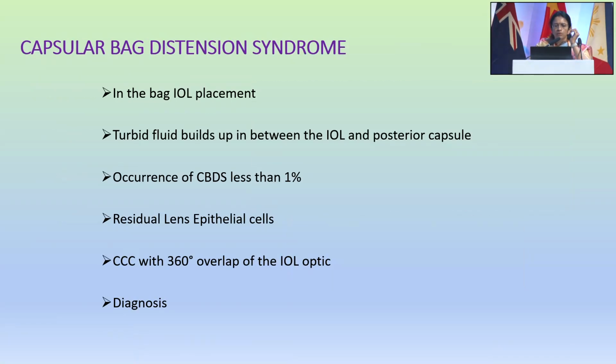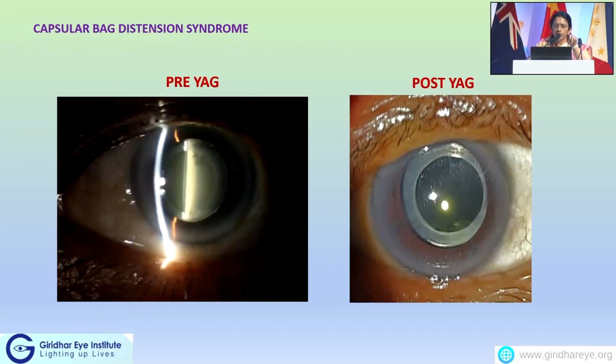Capsular bag distension syndrome is invariably associated with in-the-bag IOL placement, and the capsulorhexis is relatively smaller, and it overlaps the IOL optic all around and will stick to it. So the residual lens epithelial cells, when they proliferate, produce extracellular matrix and collagen that accumulate between the lens and the posterior capsule, and later on it becomes cloudy and causes reduction in visual acuity. The diagnosis in the early stages can be made by AS-OCT and UBM, but when the patient becomes symptomatic, a slit lamp examination can clinch the diagnosis. And after YAG capsulotomy, the turbid fluid was released into the vitreous, and the patient had good visual acuity.